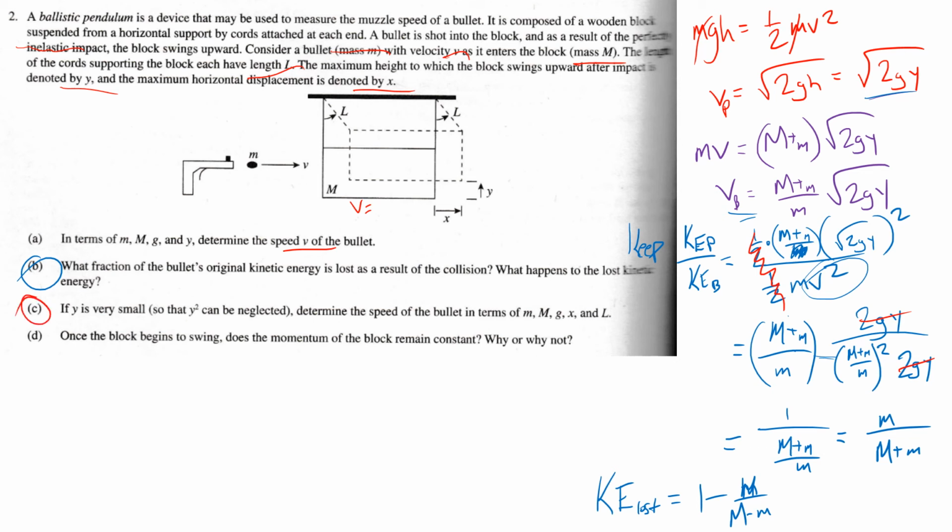Okay, looking at part C. If y is very small, so y squared can be neglected. Hint, hint, so we're looking to make a y squared that we can get rid of. Determine the speed of the bullet in terms of stuff with x and L. All right, so this problem isn't really so much a physics problem. This problem is a geometry problem.